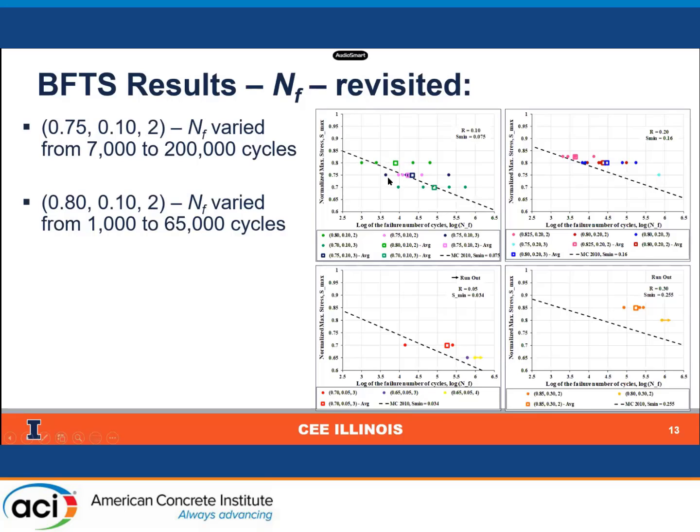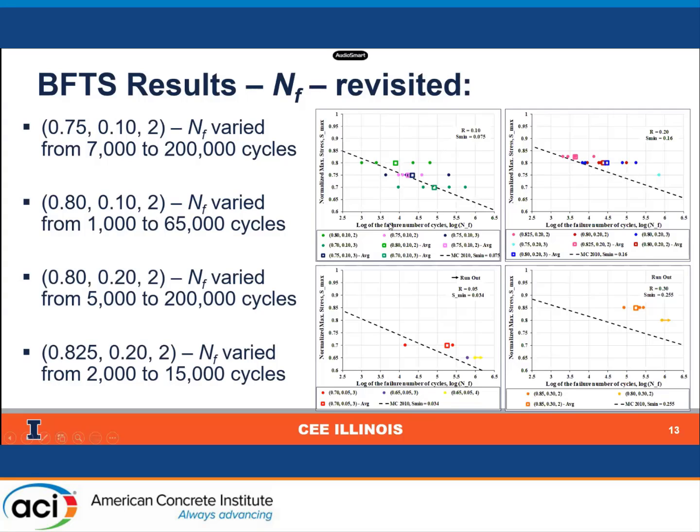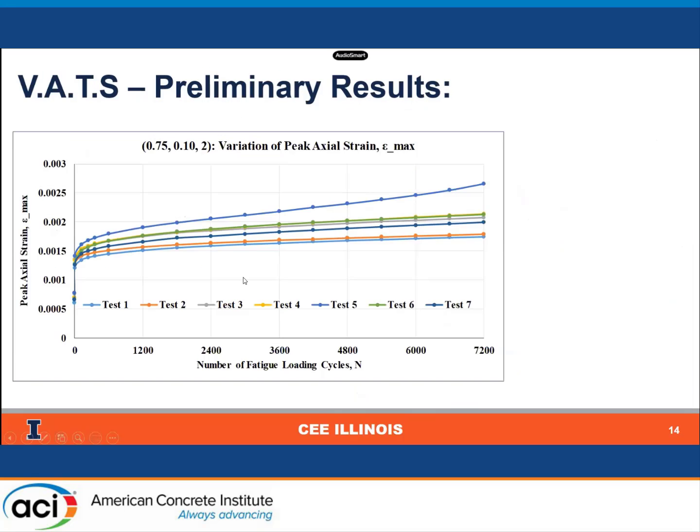For example, if we chose NF as this average value, which was roughly 10,000, 50% would be 5,000 cycles. But two of the tests would have already failed by then. And for two of them, it wouldn't have been 50%. This was a problem that we faced. In order to address this problem, we decided to go up to some number of cycles to see their behavior. This is for the case of 75% and 10%. We went up to 7,200 cycles, which is 1 hour of testing at a frequency of 2 Hertz.